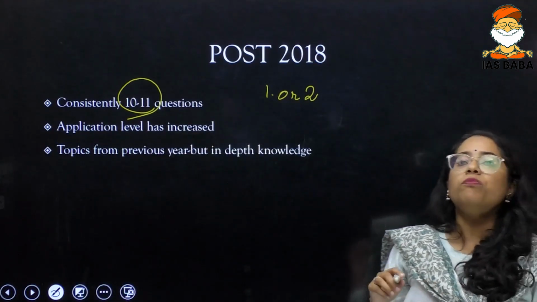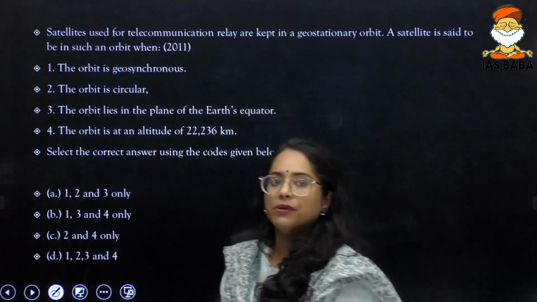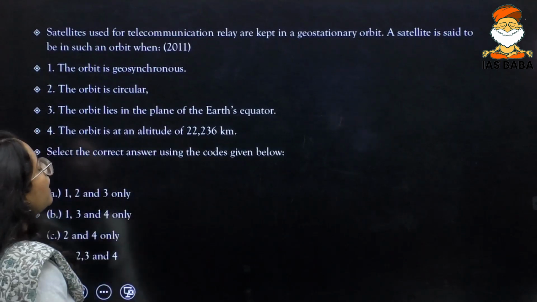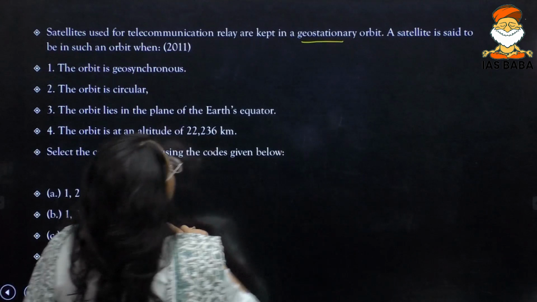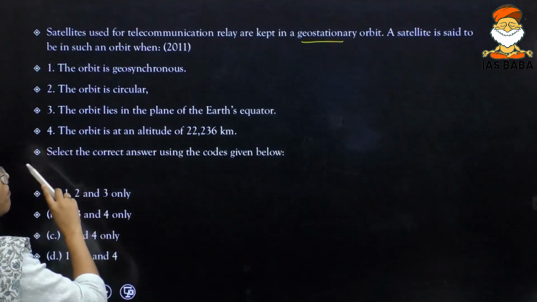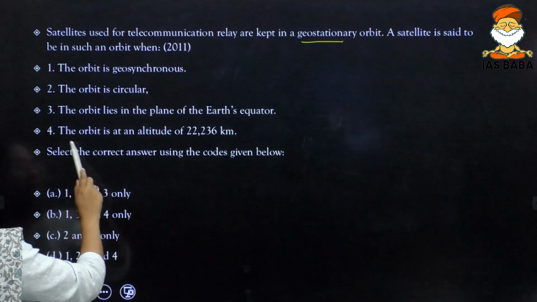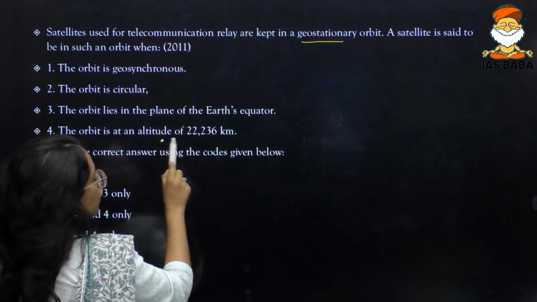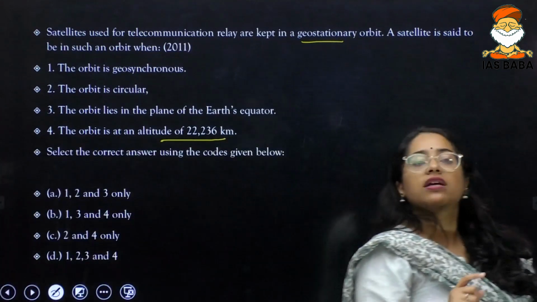The second thing I want to observe is, look at this particular question. This came in 2011. Look at the kind of question it is. It's a very simple question. Satellites for telecommunication relay are kept in a geostationary orbit. A satellite is said to be in such an orbit when the orbit is geosynchronous, the orbit is circular, the orbit lies in the plane of the Earth's equator, the orbit is at an altitude of 22,236 kilometers.